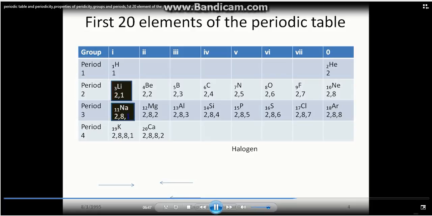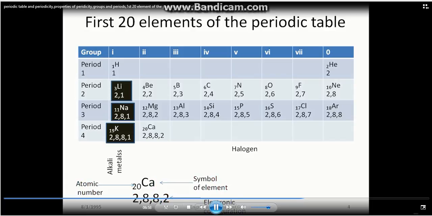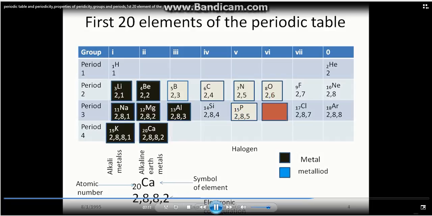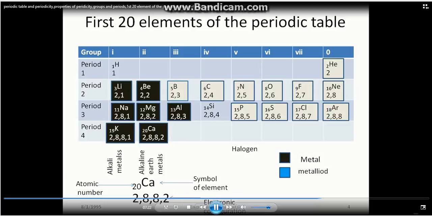So group 1 are the alkali metals. Group 2 are the alkaline earth metals. Halogens are those at group 7. Group 7 are the halogens. Then the noble gases are group 0.